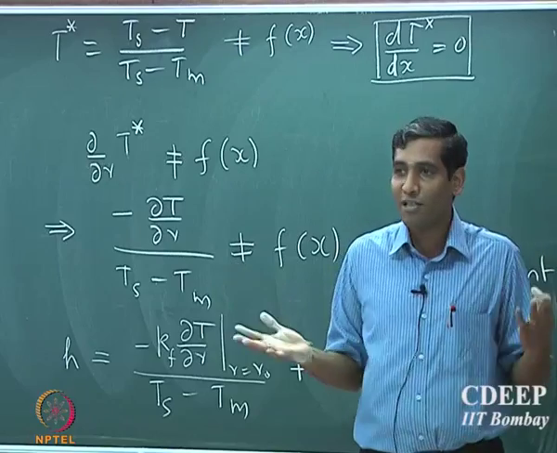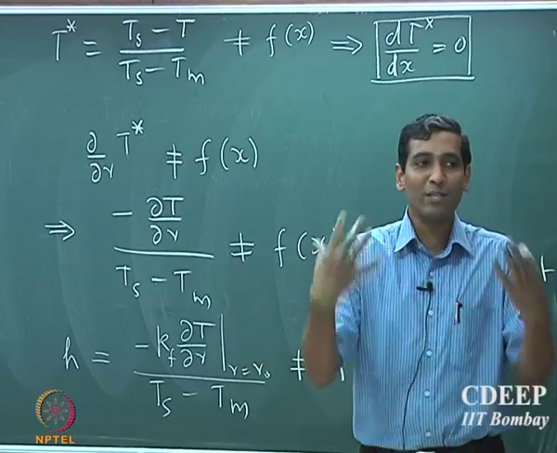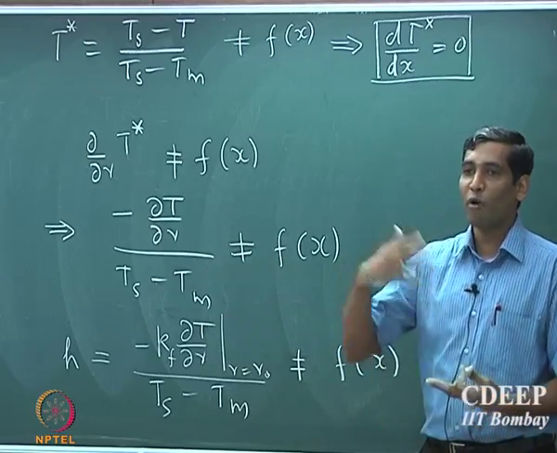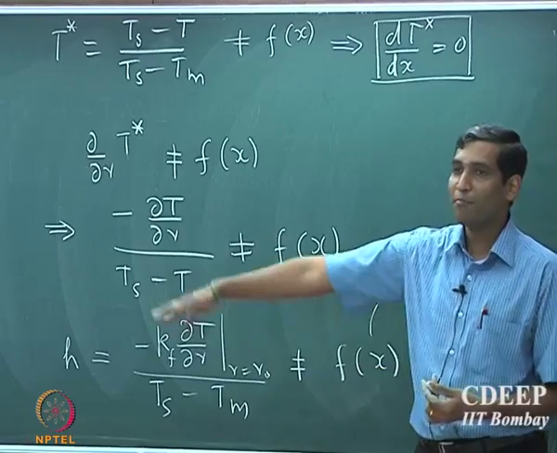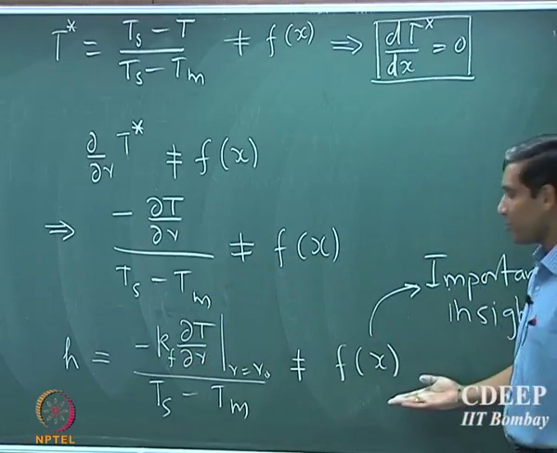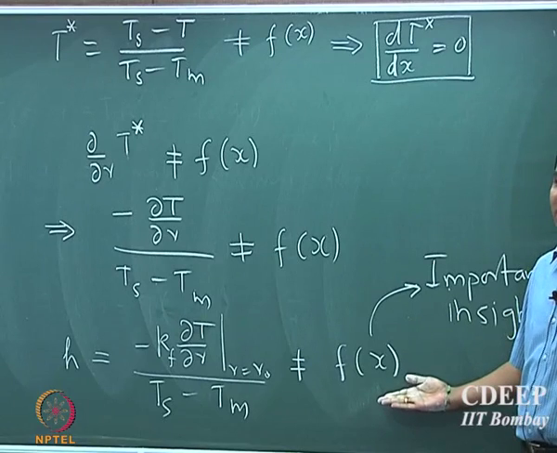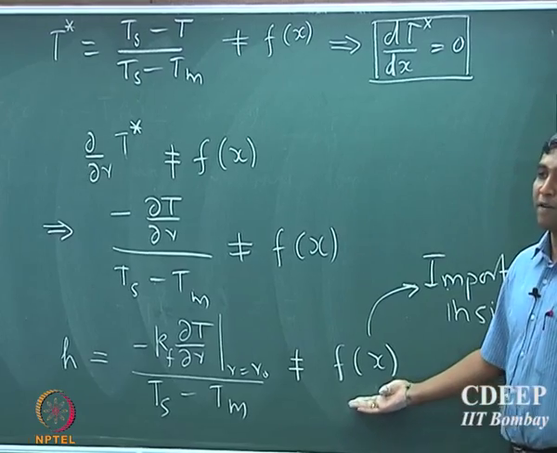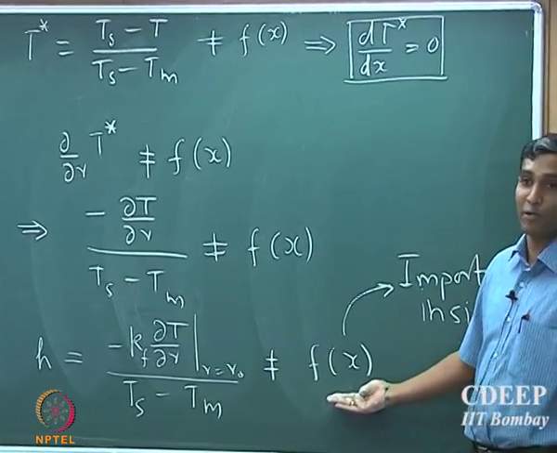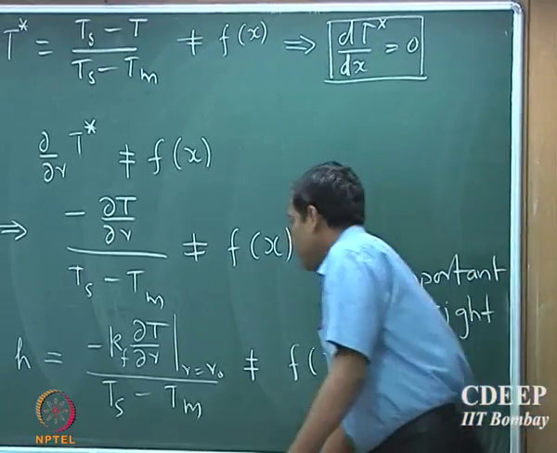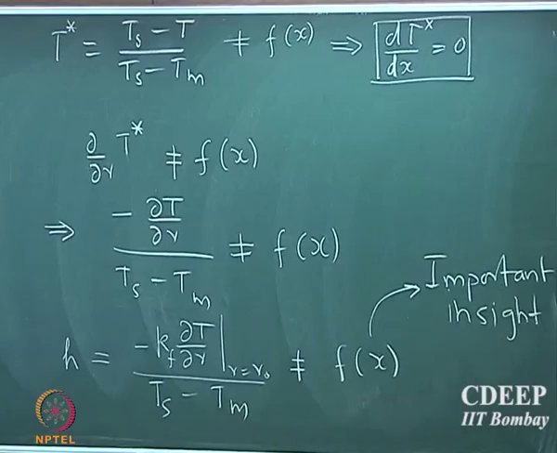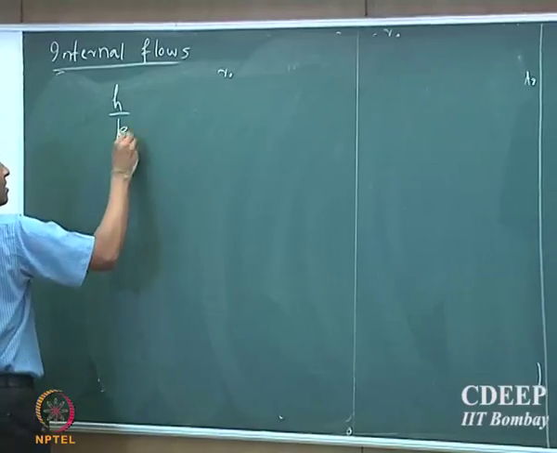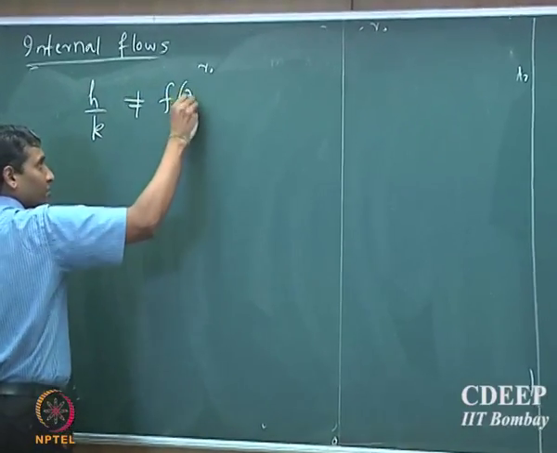So note that we have not solved the equations, we have only looked at the structure of the equation, and we have looked at what is going to be the profile of the dimensionless quantity, and from that we are able to derive an interesting insight that the heat transport coefficient in the fully developed regime is not going to be a function of the axial position. Which means that h by k is not a function of the axial position.